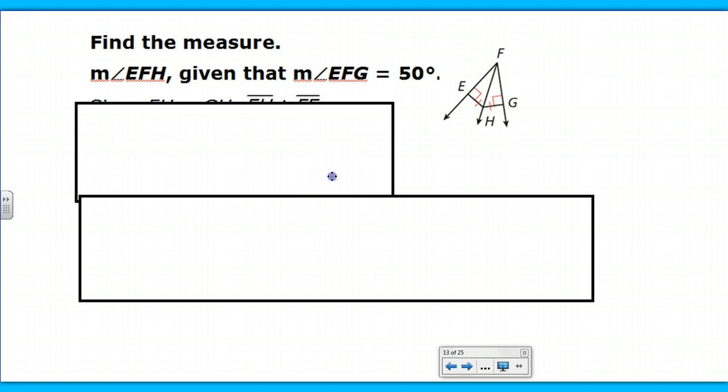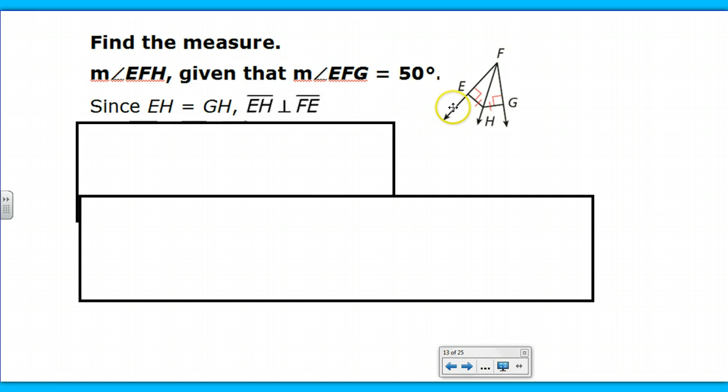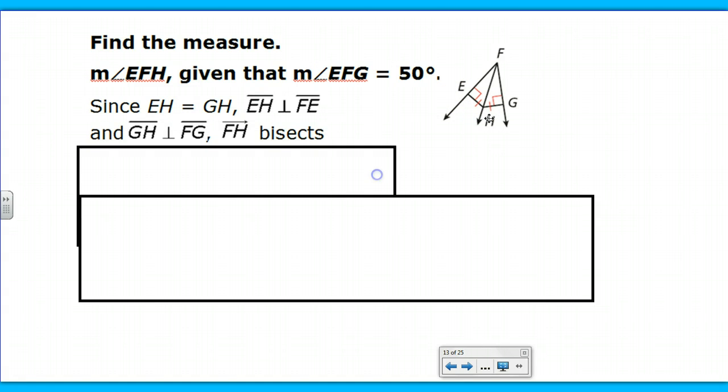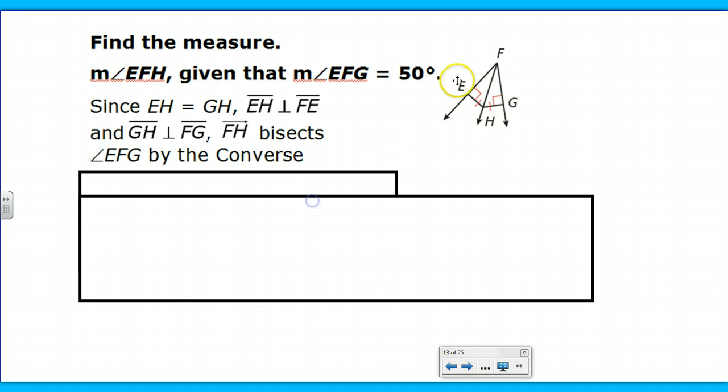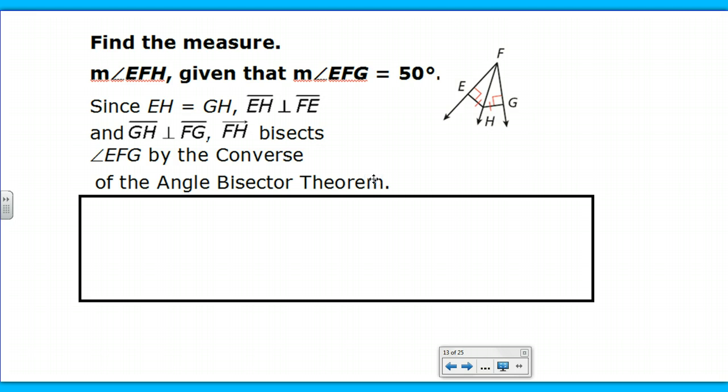So we know that EH equals GH, and segment EH is perpendicular to FE, and segment GH is perpendicular to ray F, or I'm sorry, they're not stating that quite yet. Oh yeah, they are. Here we go. GH is perpendicular to FG. So we see that FH bisects angle EFG by the converse of the angle bisector theorem.